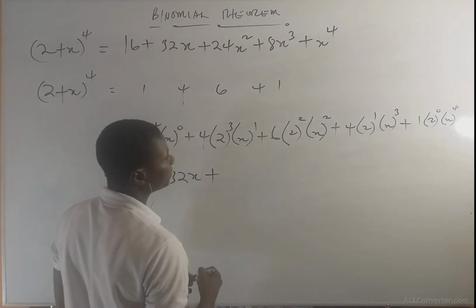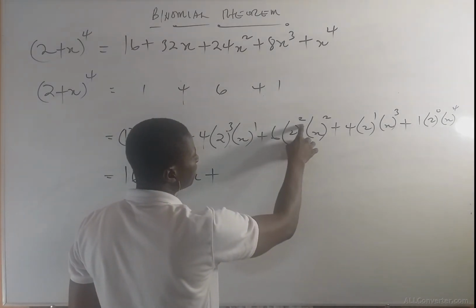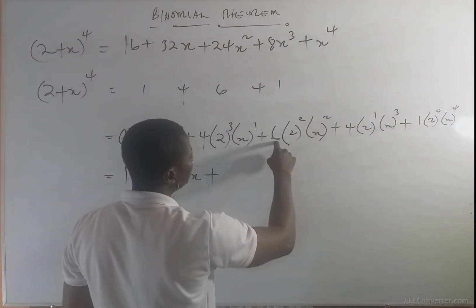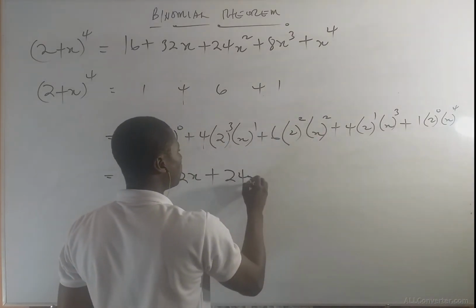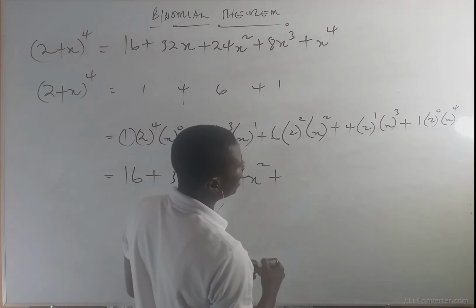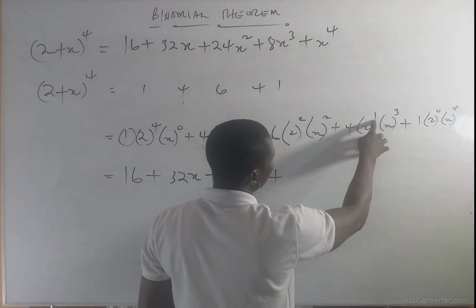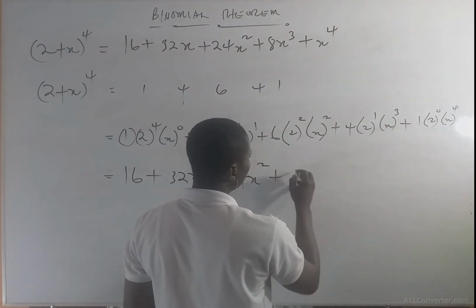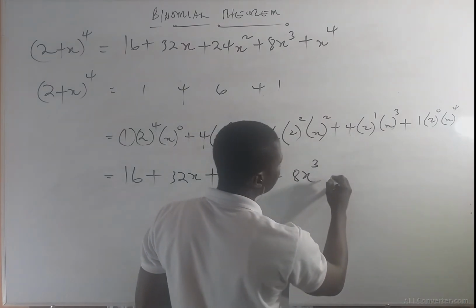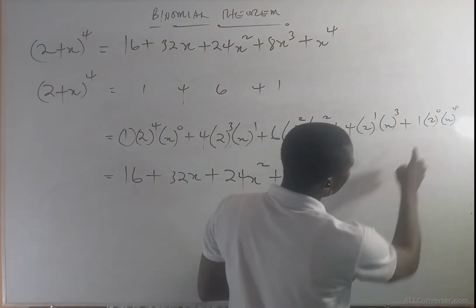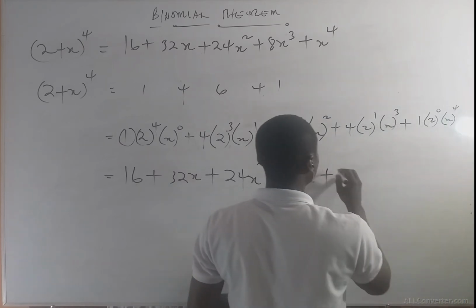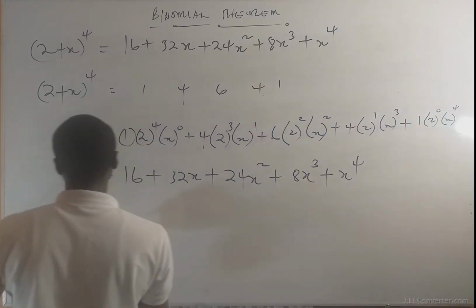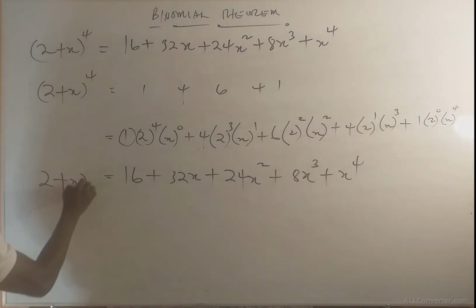Then we have plus. Then 2 squared here will give us 4. Then 4 times 6 will give us 24, and 24 times x squared will give us 24x^2. Then we have 2 raised to the power 1 is 2. 2 times 4 is 8. So we have 8x^3. Then plus 2 raised to the power 0 is 1. 1 times 1 is 1, and 1 times x raised to the power 4 is x^4. And this will be the expansion for (2 + x)^4.